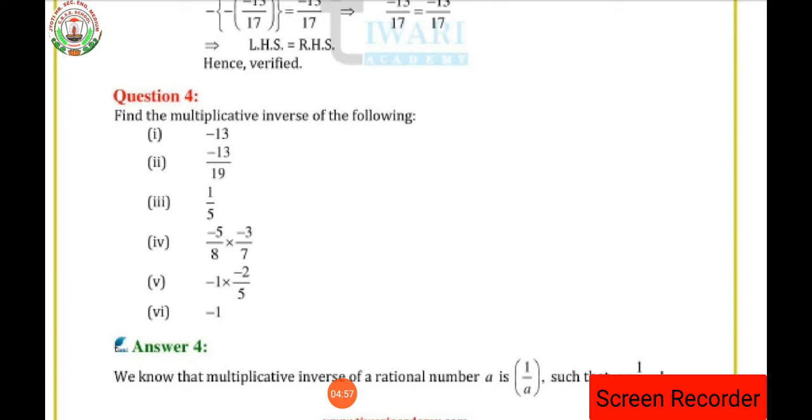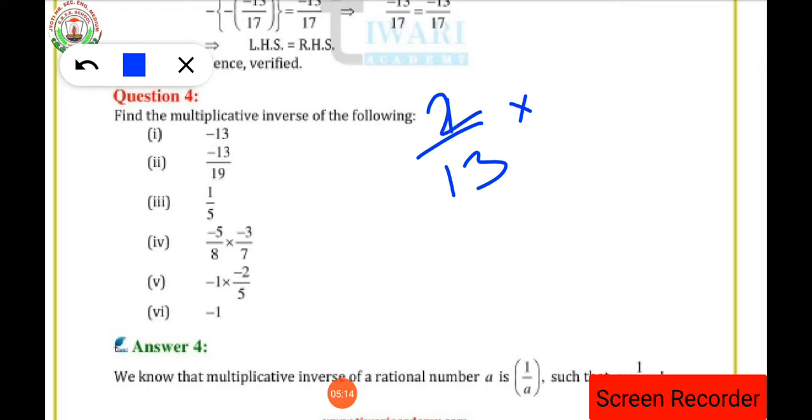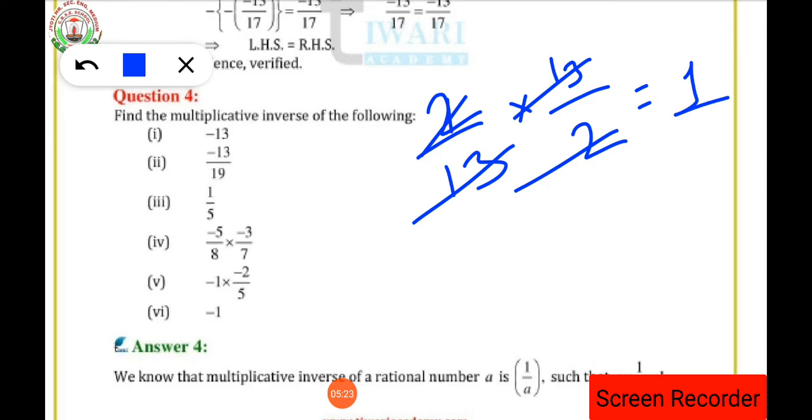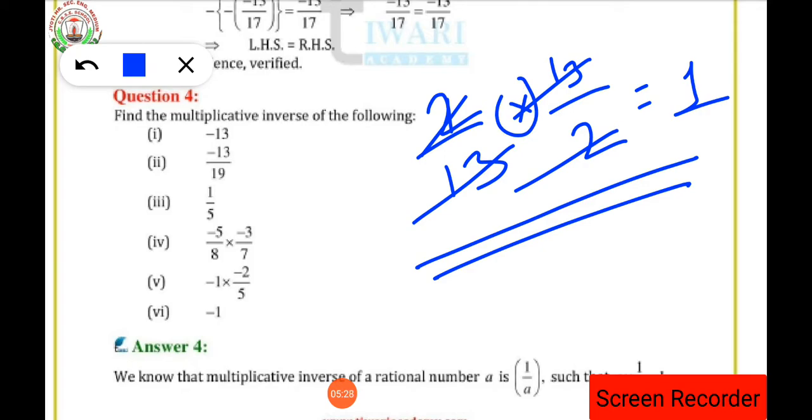So here in this question it is asking about multiplicative inverse. What is the multiplicative inverse property? Suppose we are having any number, like 1 by 30. It will get reciprocated. How to write? Suppose we have the number 2 by 13, it will get reciprocated and become 13 by 2. So the 13s and 2s will get cancelled and the answer will come as 1. This multiplication comes from the property itself.